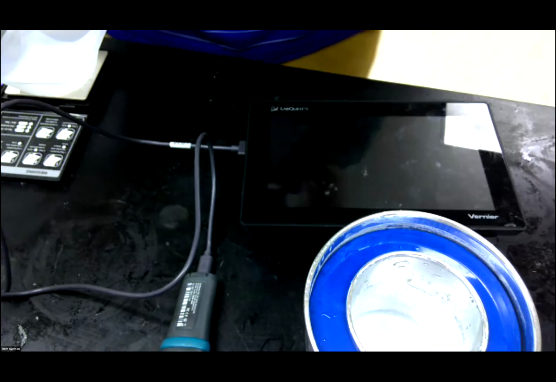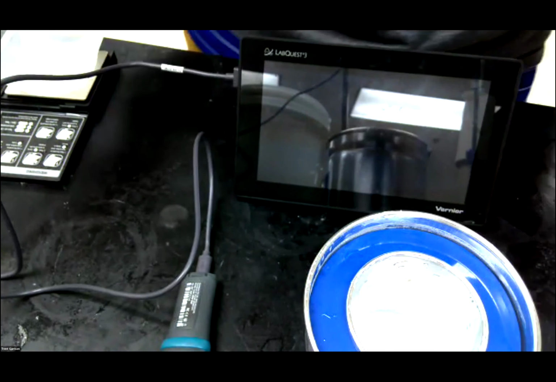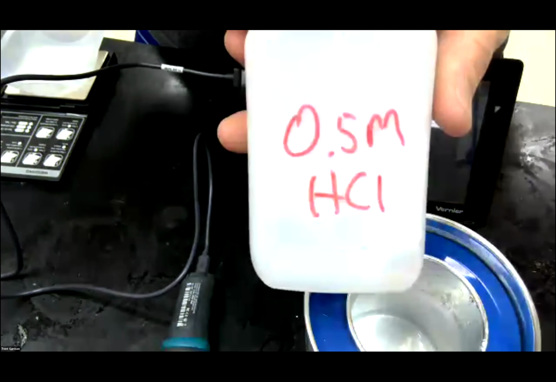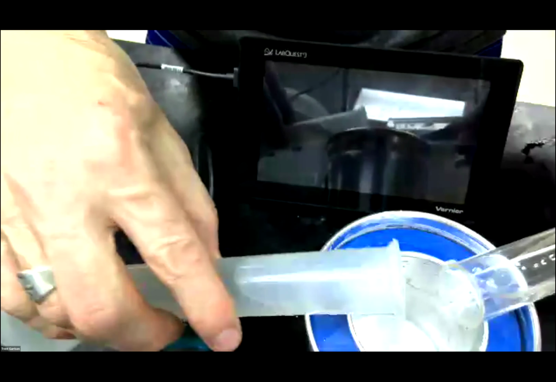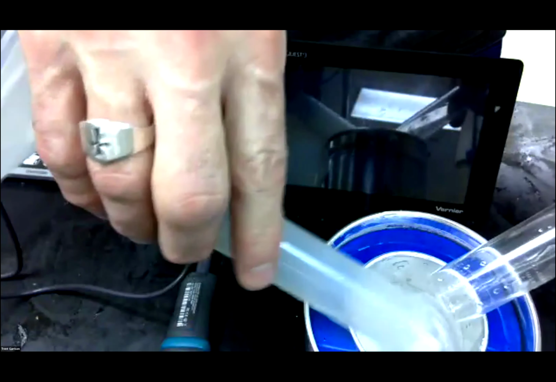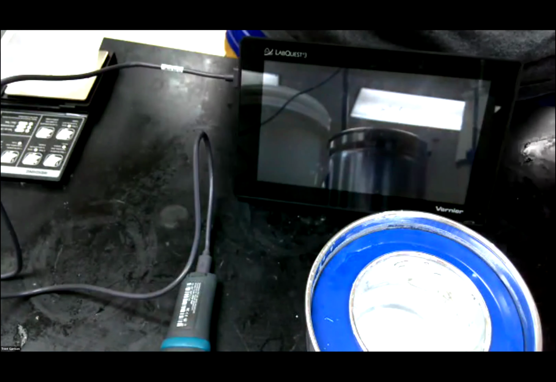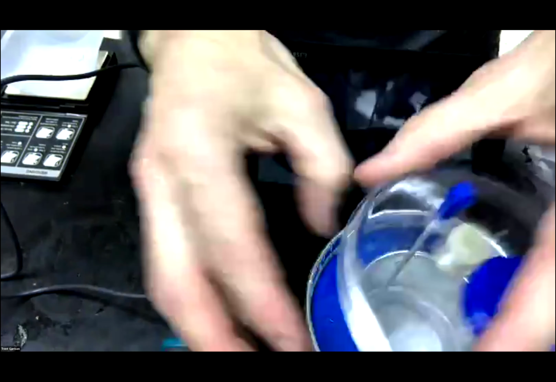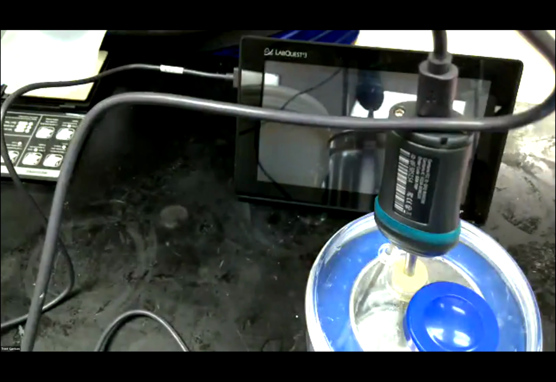Okay, back to part 3. In this part 3, what we are going to do is add a pre-measured amount of 0.5 molar HCl. We're going to pour both of these into here to make 100 milliliters of 0.5 molar HCl. So I've got 100 mils in there. Let's take our initial temperature to see where we start, and then we will go from there to figure out where it ends.